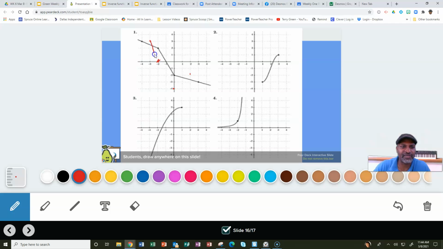So if I connect these, I should get this. And I got one problem here I need to fix. This should be negative 4, 3. So I should be graphing 3, negative 4 from my last point. 3, negative 4 is right here. So that's what my inverse looks like.